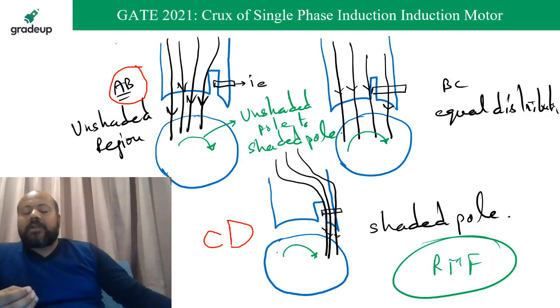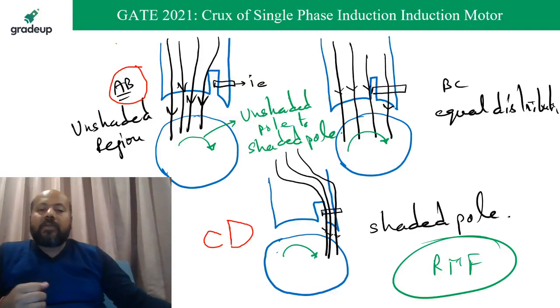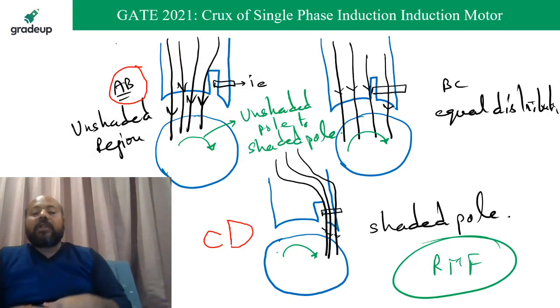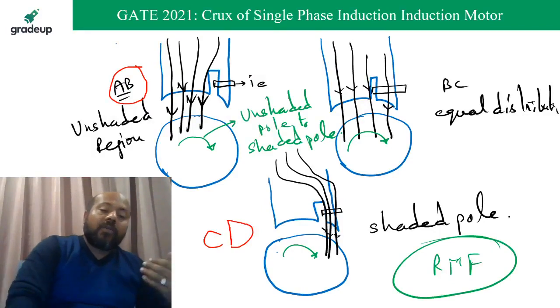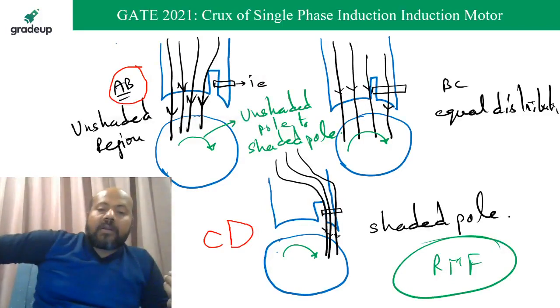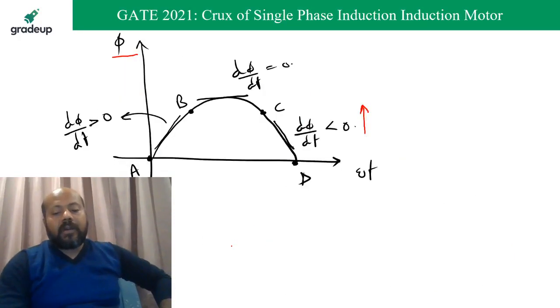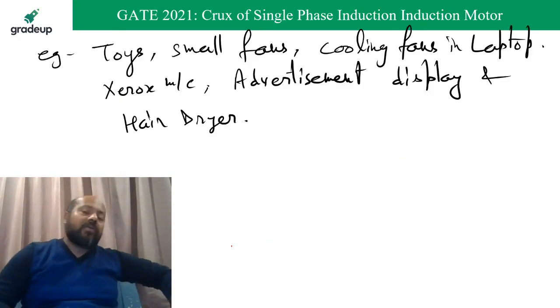What is the basic logic? The basic logic is for a shaded pole motor, even though the current or the supply which you are giving is sinusoidal, even though the flux is sinusoidal, the flux is established in the shaded and unshaded pole regions in such a way that it looks like the flux is rotating from the unshaded pole to the shaded pole because of this flux variation. I hope you are getting my point. And this is how the motor is going to start.